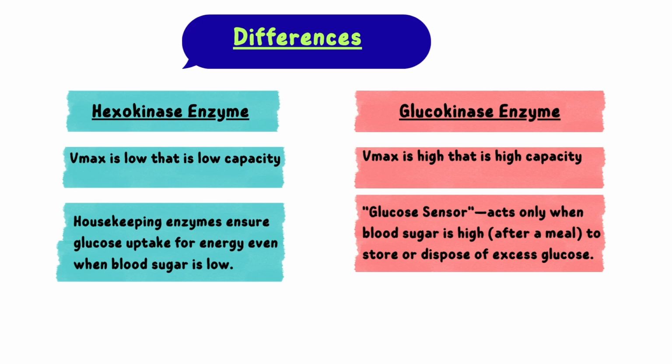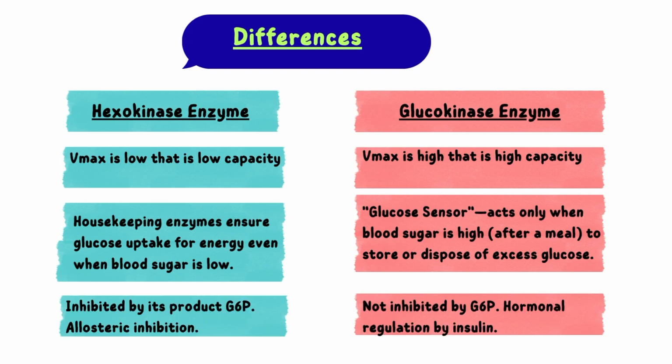Hexokinase enzymes are known as housekeeping enzymes. They ensure glucose uptake for energy even when the blood sugar level is low. The glucokinase enzymes are known as the glucose sensor. They act only when the blood sugar is high after a meal, to store or dispose of excess glucose. The inhibition of hexokinase enzymes is allosteric inhibition, whereas glucokinase enzymes are mostly regulated by the insulin hormone.